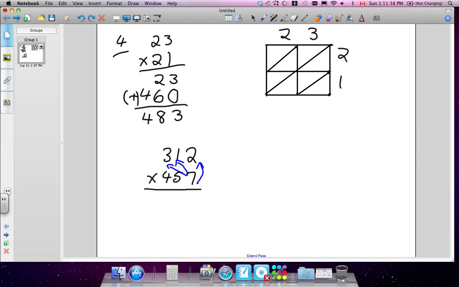So start off, 7 times 2 is 14. So we only put the 4 down. Yeah. They carry the 1, right? Then I go to 7 times 1. And then what do I have to do with this 1? Add it to the 8. Great, so I put 8 down. Do I have to carry anything? No. Okay. Now I do 7 times 3. Yeah, that's right. So it's 21.